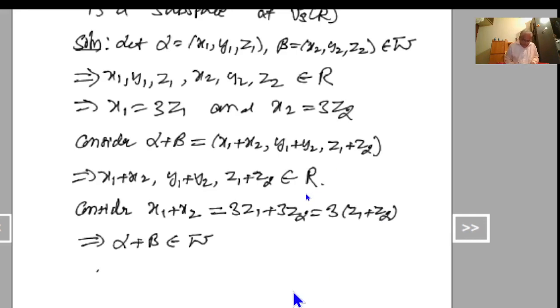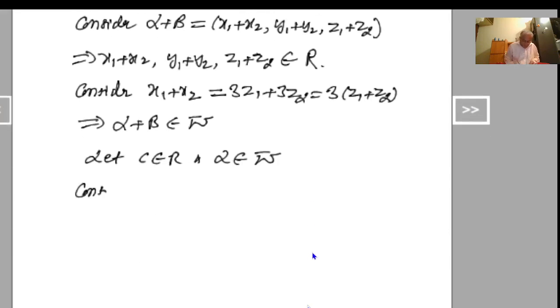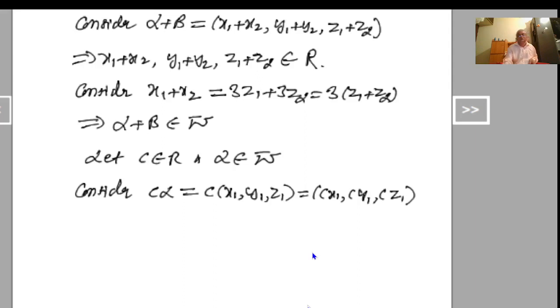Next, for the second condition, let C belong to R and alpha belong to W. Consider C alpha. This is equal to C into, what is alpha? Alpha is x1, y1, z1. This is equal to Cx1, Cy1, Cz1. In order to prove that this belongs to W, I have to prove that Cx1, Cy1, Cz1 belongs to R and Cx1 is equal to 3 times Cz1.